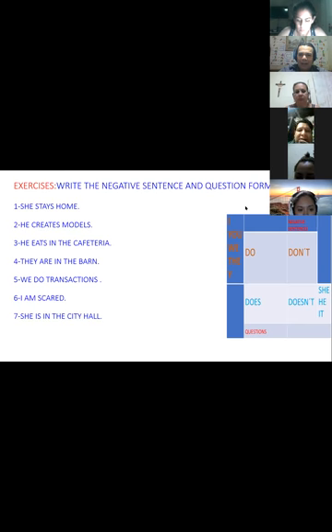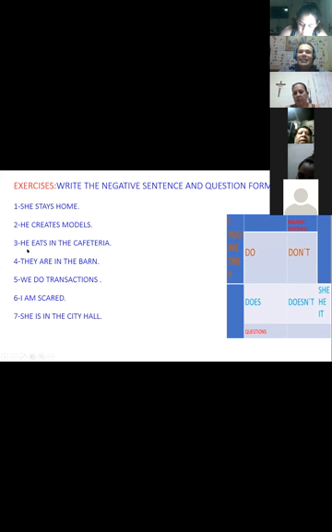Perdón, no le escuché. Ahora la pregunta. Se empieza con este. Does he eat in the cafeteria? Otra vez. Does he eat in the cafeteria? Does he? La H suena como una J y la E suena como una I. Does he eat? Otra vez. Does he eat in the cafeteria? Perfect. All right. Possible answer. Yes, he does. No, he doesn't.